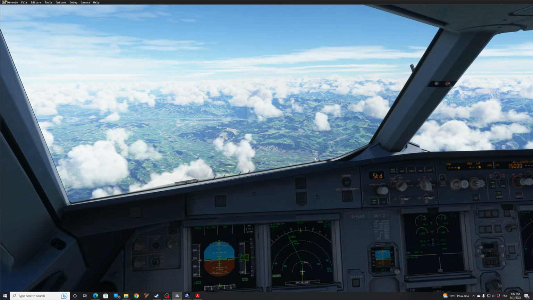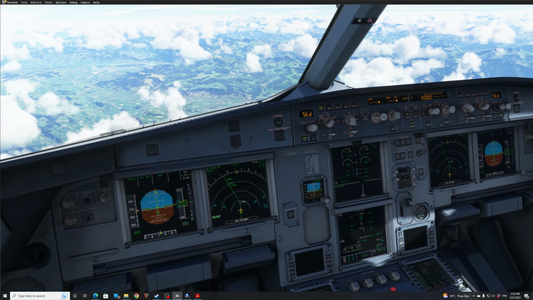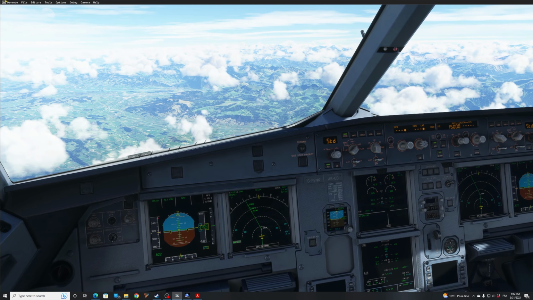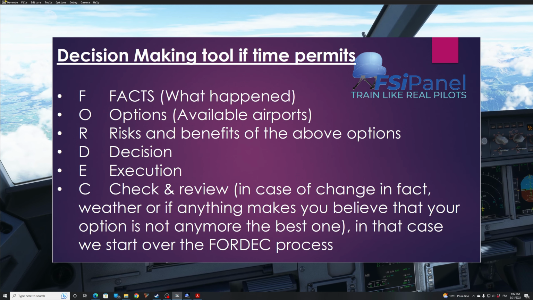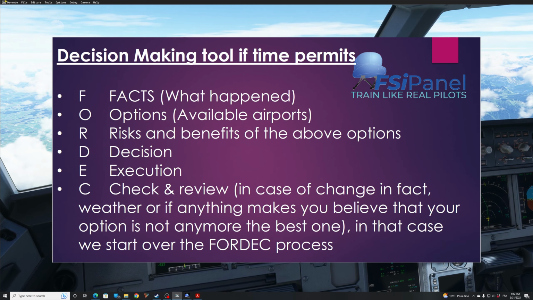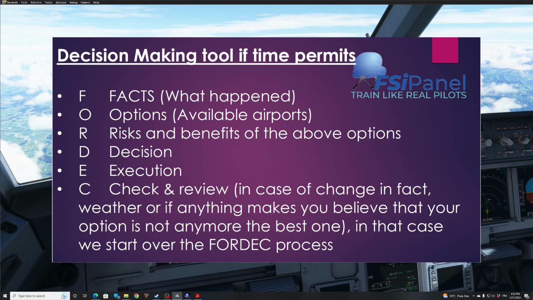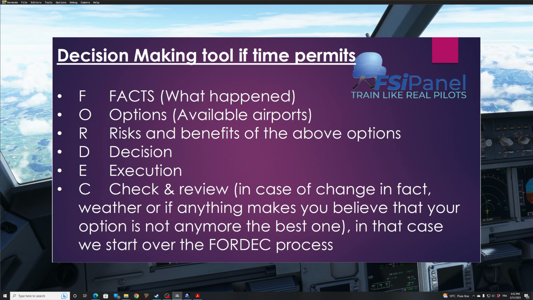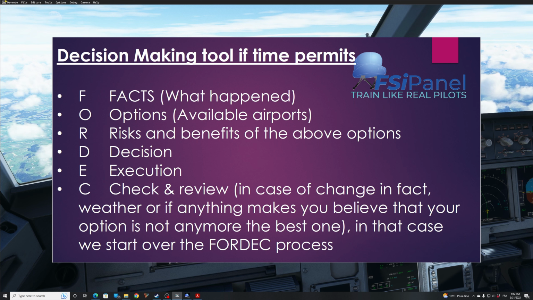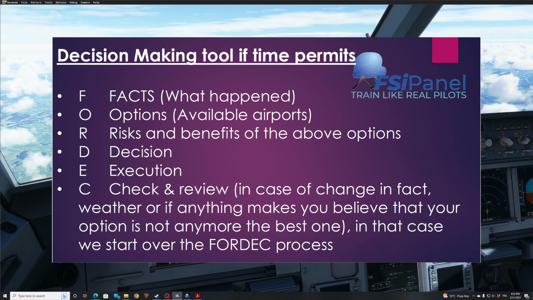All right, so in our flight now what we will do is called FORDEC. That's a decision-making tool that you can use anytime you have a small malfunction or a severe malfunction and you have time. So the main thing with this FORDEC is to have time. You can see it on your screen now. What is FORDEC? The first letter is F for facts. So now we discuss between us, with my first officer, the facts. We have lost one generator.